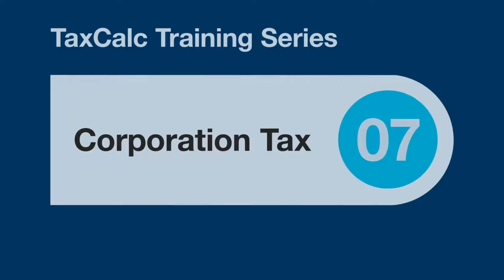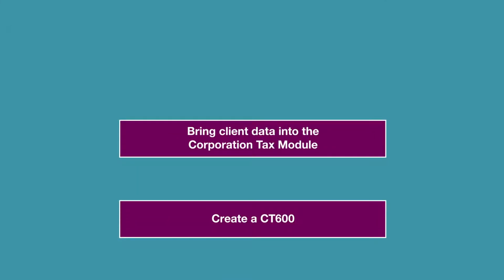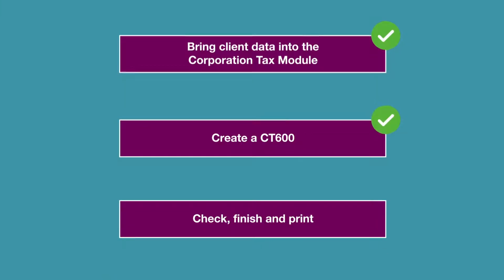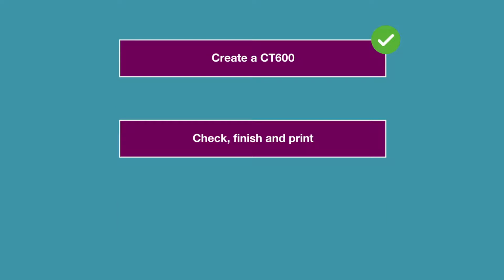Today we'll be looking at the corporation tax module within tax return production. Let's use the same company example, Cloud Adaptive Systems, and bring their data into our corporation tax software. We'll show you how to create a new CT600 tax return using simple step mode. Then we'll finalize the tax return using our validation tool Check and Finish and show you how to print.